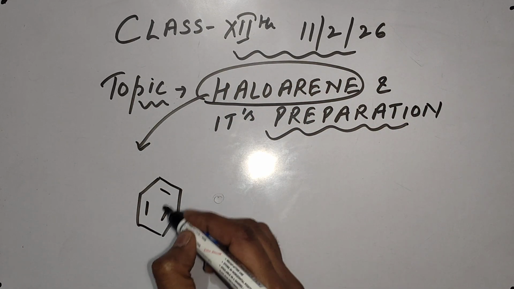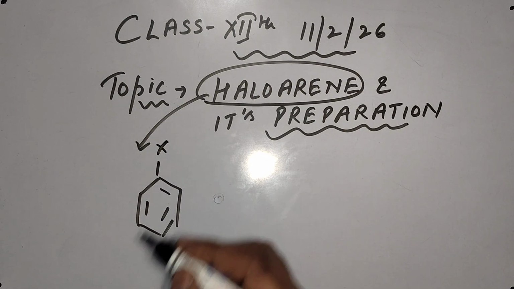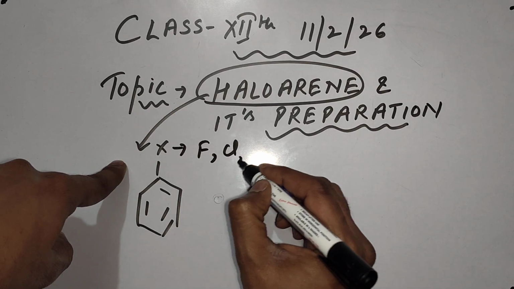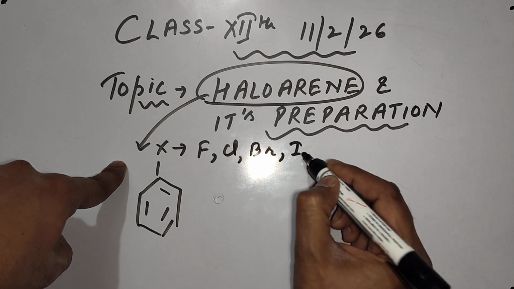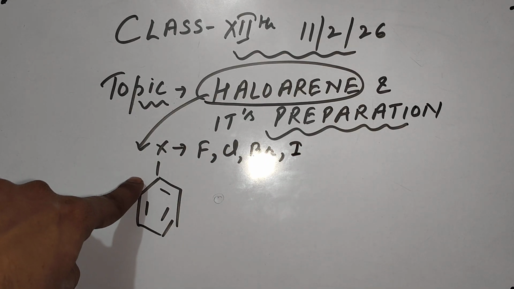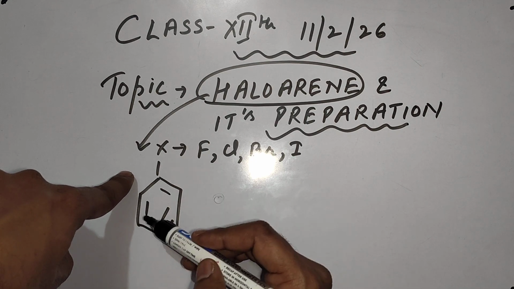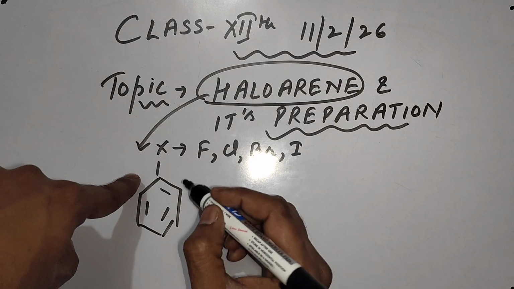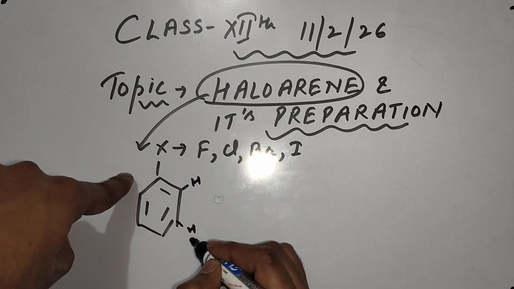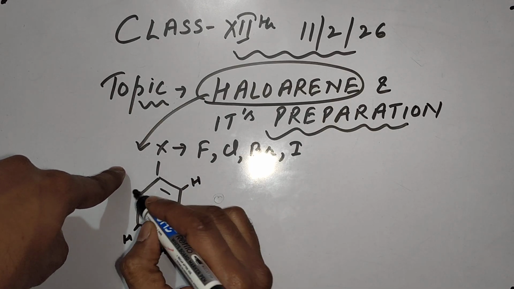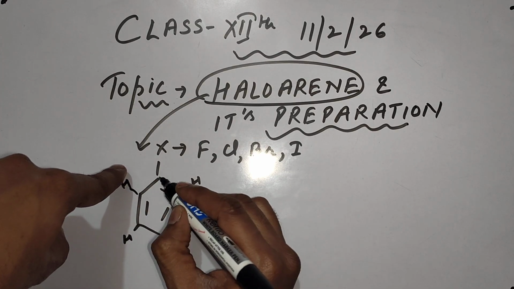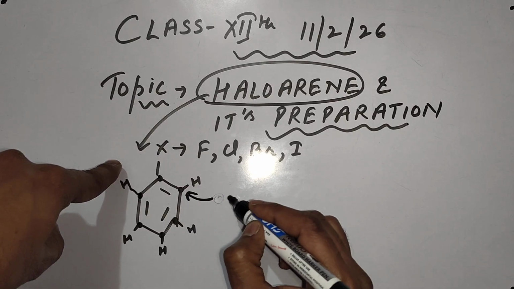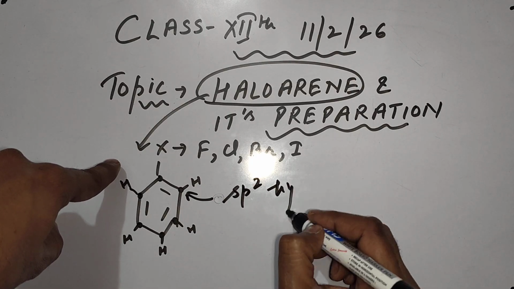Benzene ring if connected directly with X. X means fluorine, chlorine, bromine, iodine. Such compounds are known as haloarene. Fluorobenzene, chlorobenzene, bromobenzene, iodobenzene. In benzene, we will have 5 hydrogens there. Here we have 6 carbons. Every carbon will have sp2 hybridization.